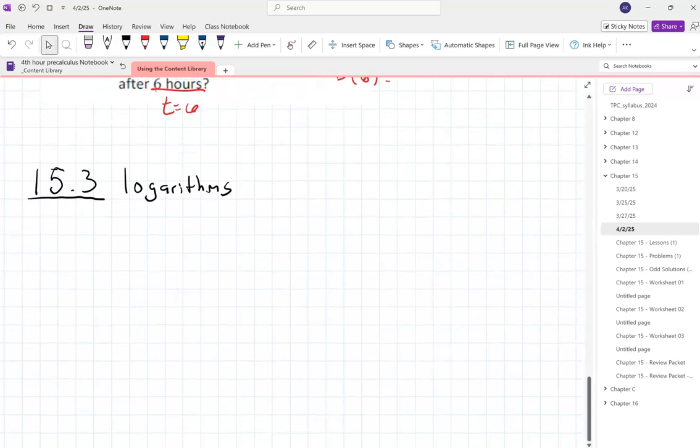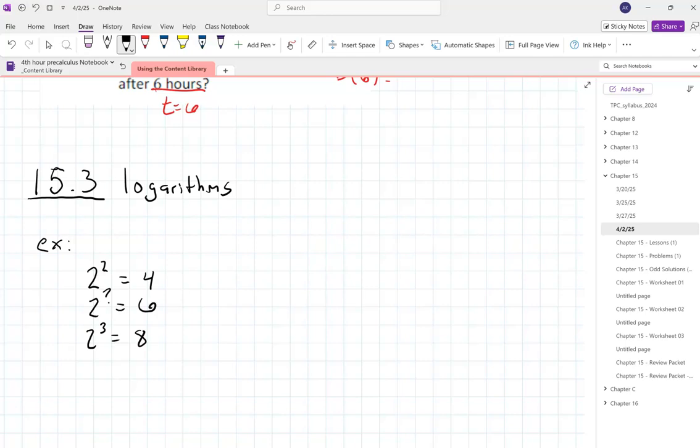Sure. All right. So in section 5.3, we're going to be talking about logarithms. This is probably new, I think, for almost all of us. So what I want to do is just think about a question here. I know 2 to the second is 4. And I know 2 to the third is 8. But what is going to be 2 to the sixth? Or 2 to the what is going to give me 6, excuse me.